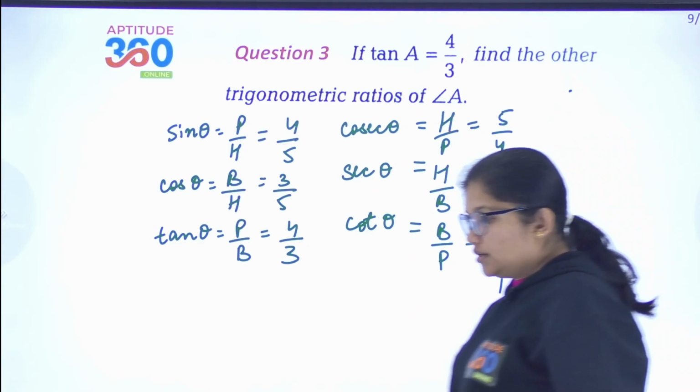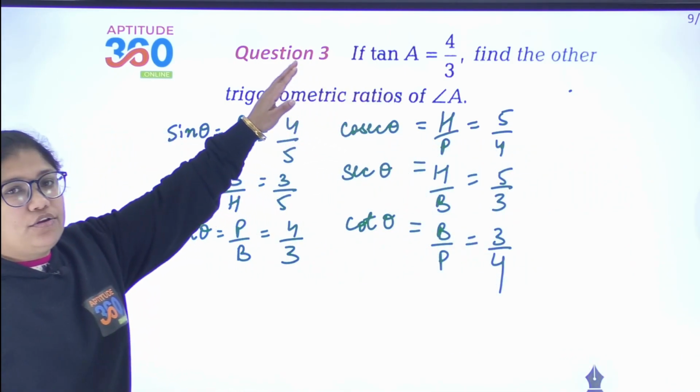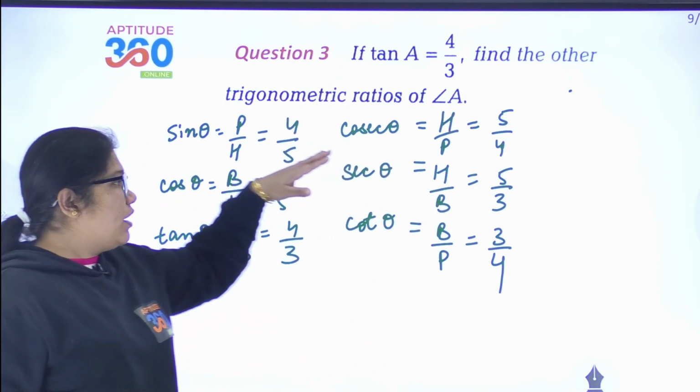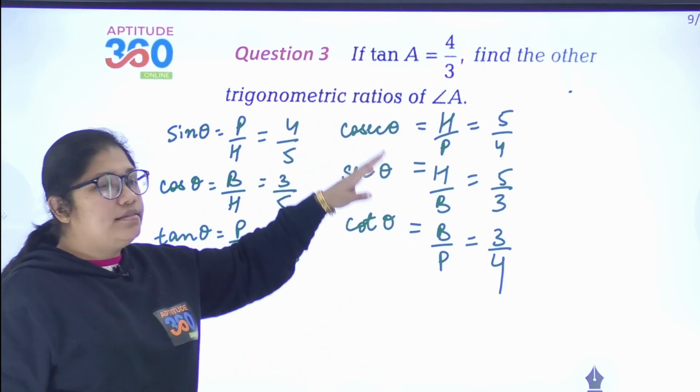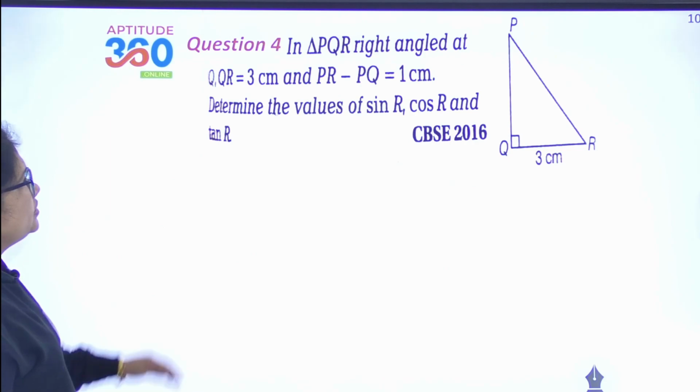Easy, friends. Again, I'm saying you just need to identify the angle of reference. Then you need to find out all the 3 sides of the right angle triangle. Then you have to write down the ratios, fill in the values, and you're done. Let us do another question.